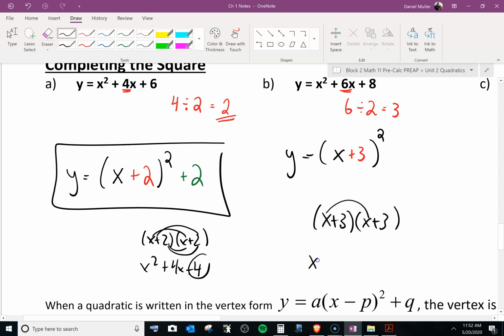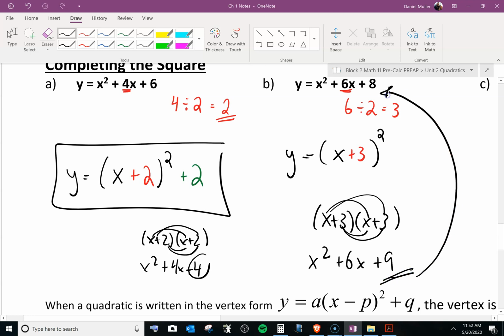X times x is x squared, which is what I have up there. Perfect. And then I get a 3x and another 3x. So 3x plus 3x, now that is a 6x. So plus 6x. And then the last one there is a plus 9. So I'm at a 9, and I need to be at an 8. So I need to subtract 1 from this. I need to subtract 1 to get to 8. So then in my equation, I will also subtract 1.